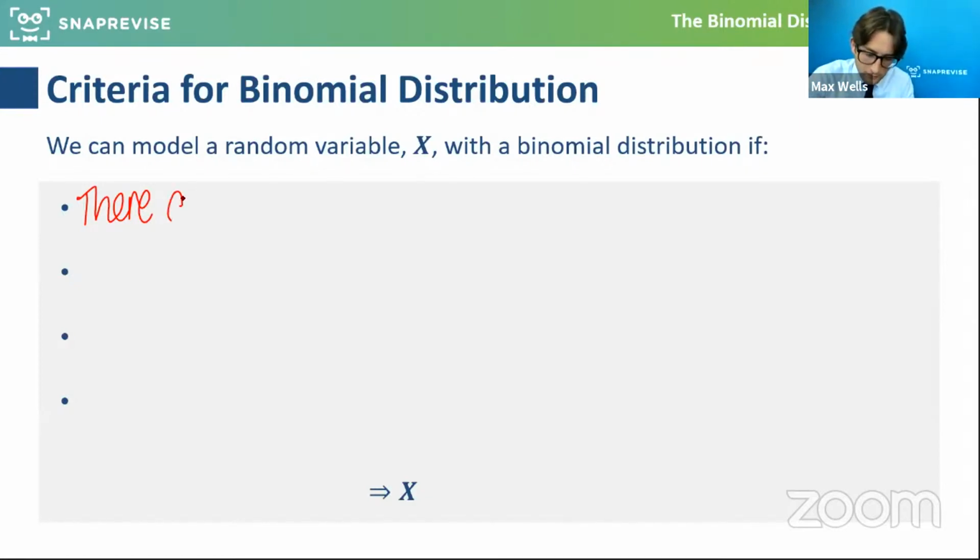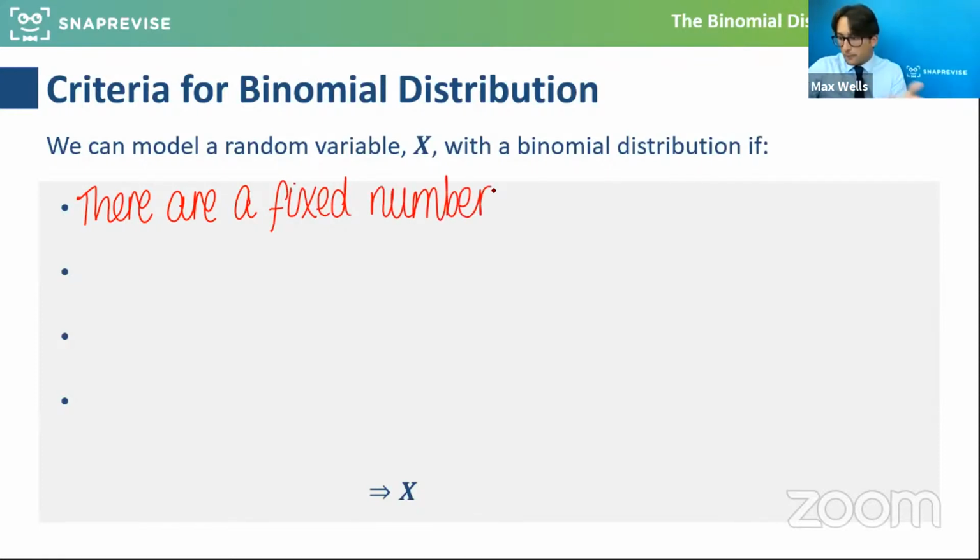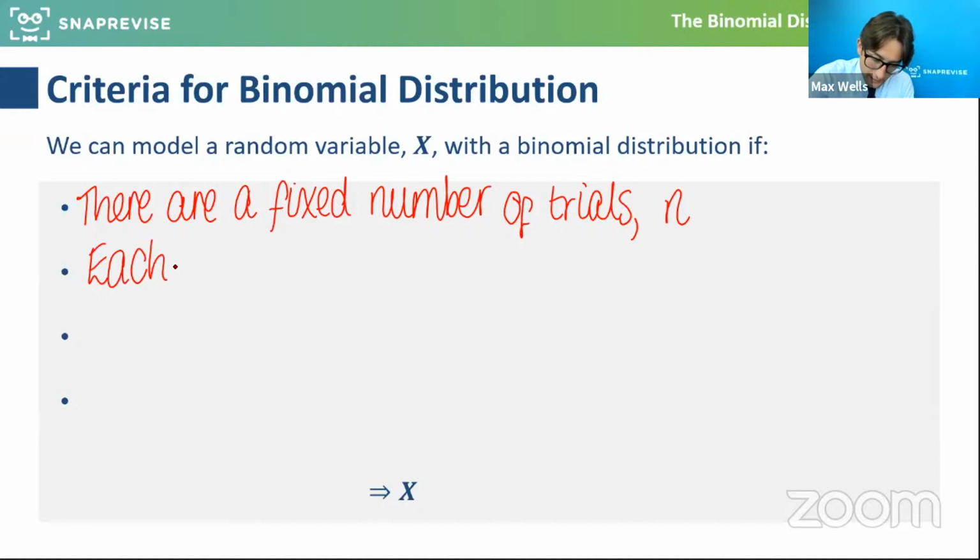So one of them is that there are a fixed number of trials. So for example, 10 goes. How many trials are there? So a fixed number of trials, n. And each trial has specifically 2 outcomes. Now this set of 4 bullet points is really crucial. You know these and you can replicate this and explain this.